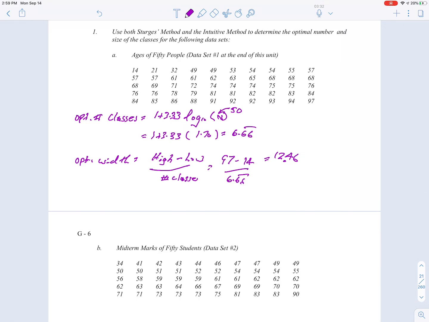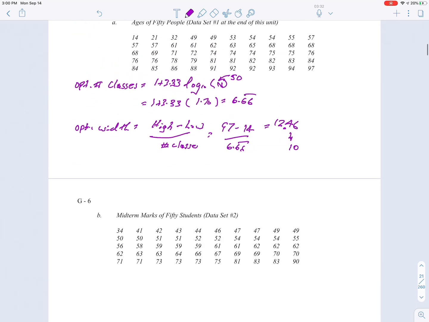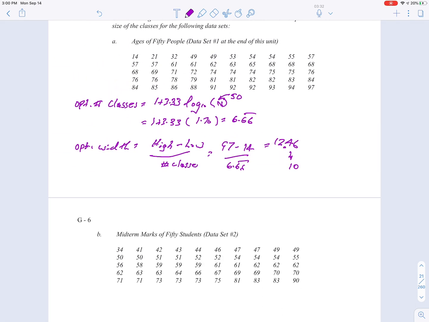Now we would look at this and say, yeah, what we're going to do is we're going to actually round that down to 10s. So it's going to be about maybe 7 or 8 classes of width 10. And when we get to constructing the table a little bit later, this is what we'll do, is we'll put in classes that go like this. So 0 to 9, 10 to 19, and 20 to 29, 30 to 39, and so on. So this will be the class.